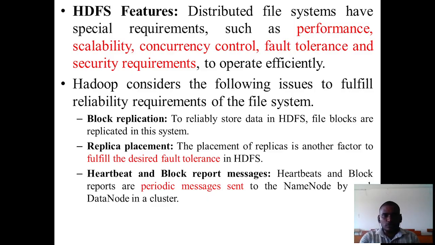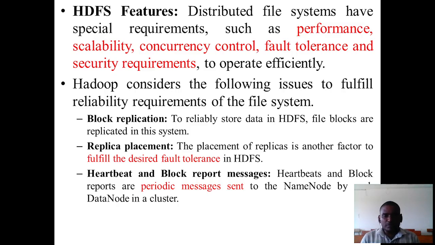Block replication means that to reliably store data in HDFS, file blocks are replicated in these systems. That means a large amount of data will be stored in many different servers, replicated among many different servers. Replica placement: the placement of replicas is another factor to fulfill the desired fault tolerance in HDFS. Replica placement is nothing but data being stored in many places, so it fulfills the concept of fault tolerance. We have to reduce the faults in the systems.